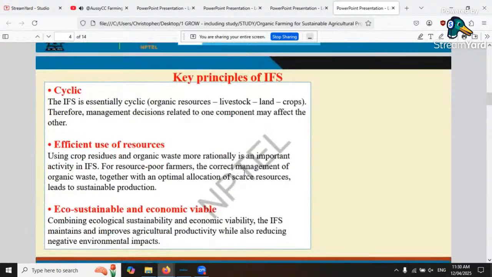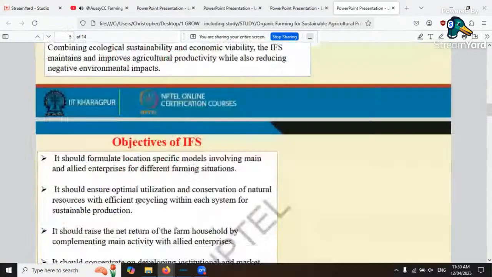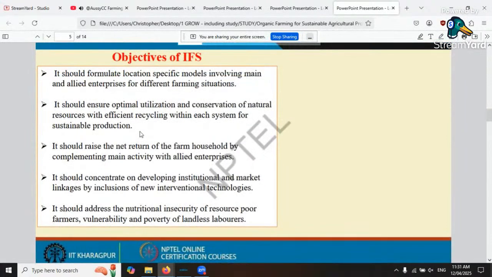Key principles. Well, see what you're going to be selling and work that out. Efficient use of resources. Using crop residue and organic waste more rationally is an important activity. Like all your manures and your green manures. Eco-sustainable and economical value. Objectives of IFS.